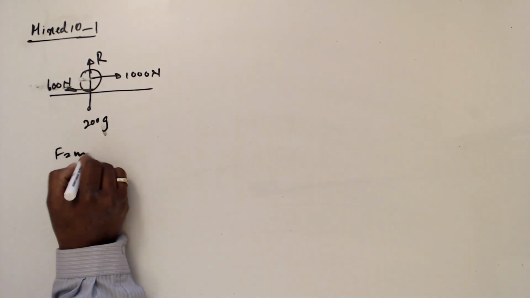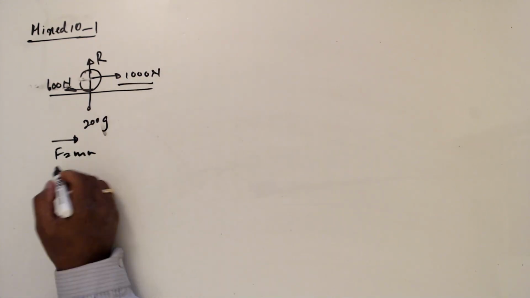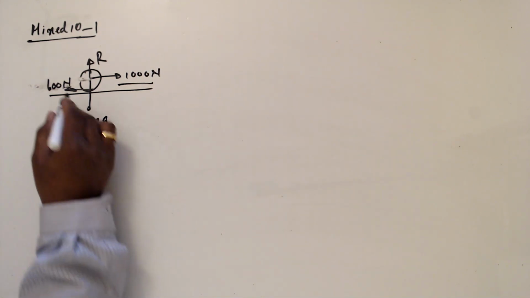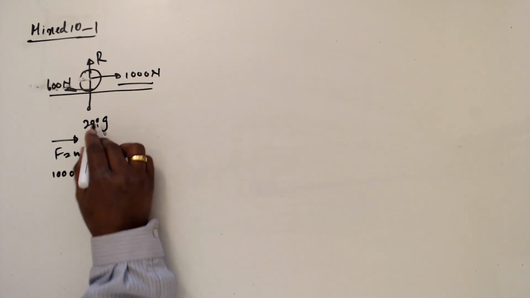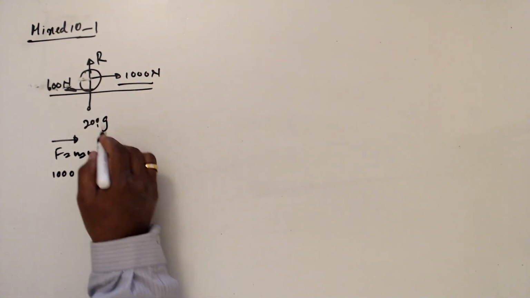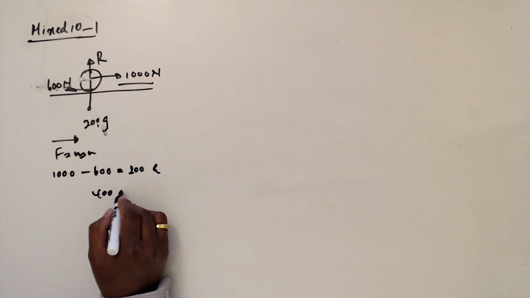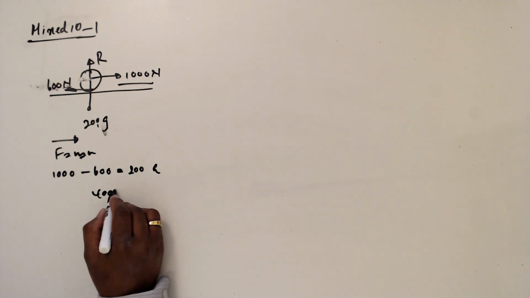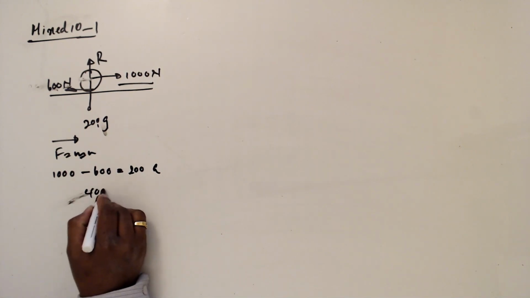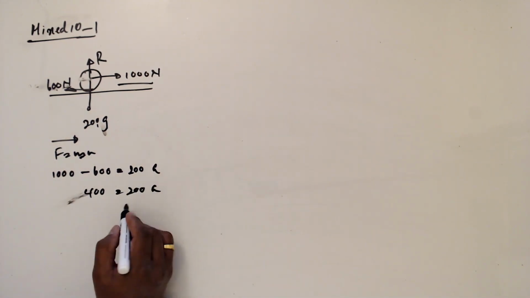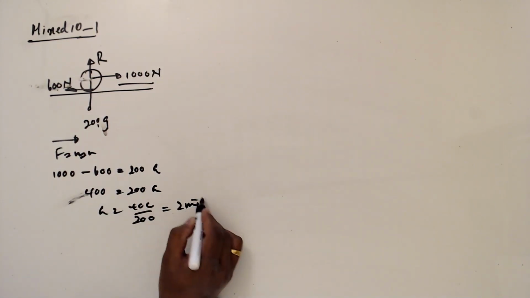So F equal ma in this direction. F is 1000 minus 600 equal m, which is 200, not g, 200, and a, the acceleration. So 400 equal 200 a. So a equal 400 divided by 200, that is 2 ms minus 2.